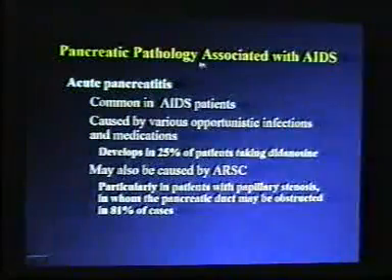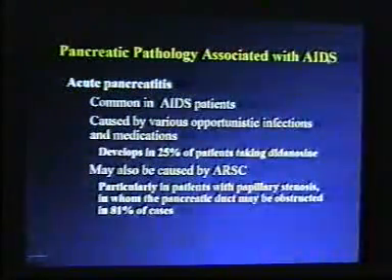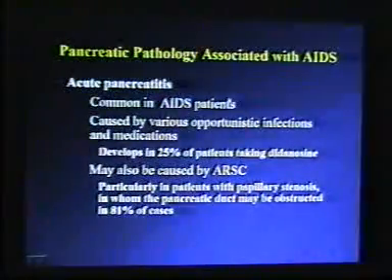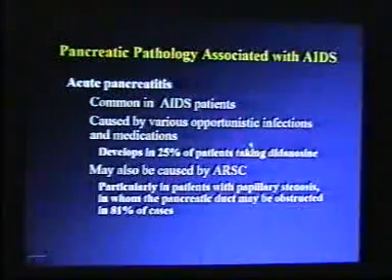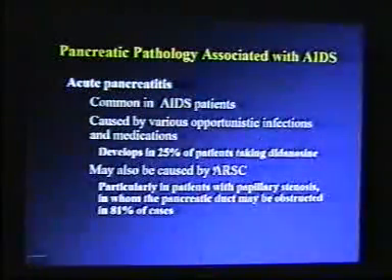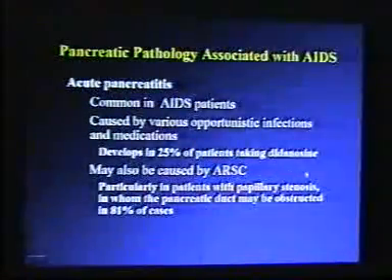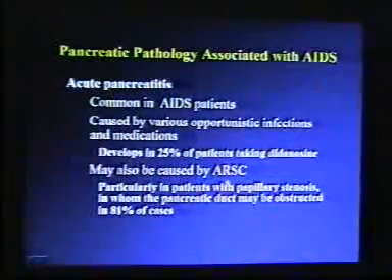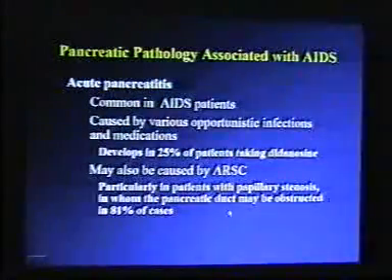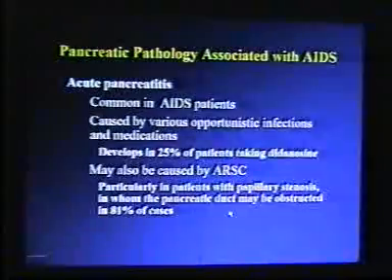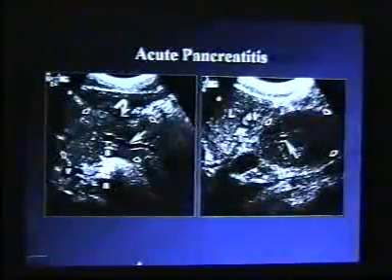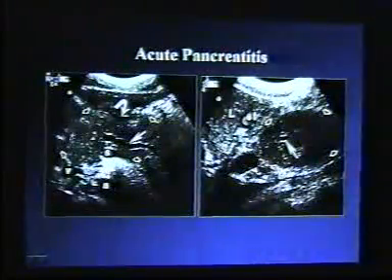Then we come to the pancreas. The pancreatic pathologies associated with AIDS include acute pancreatitis, common in AIDS patients, caused by various opportunistic infections and medications. It develops in 25% of patients taking didanosine. It may also be caused by ARSC, particularly in patients with papillary stenosis, in whom the pancreatic duct may be obstructed in 81% of cases. Here we have a patient with acute pancreatitis.